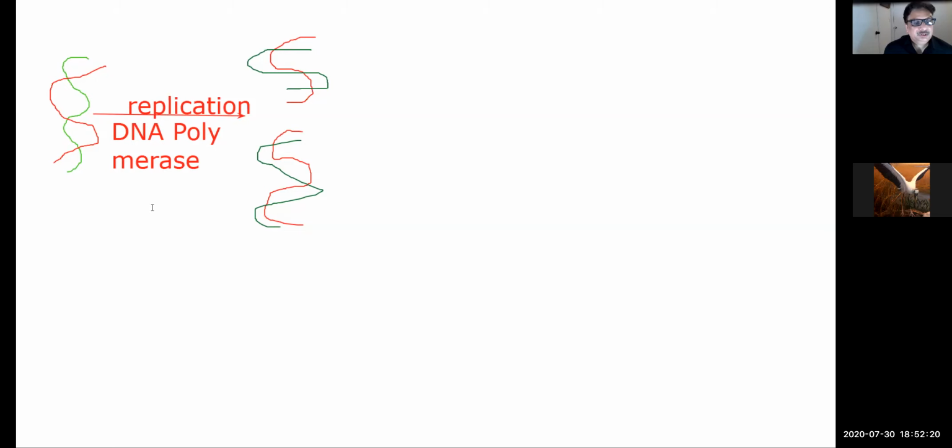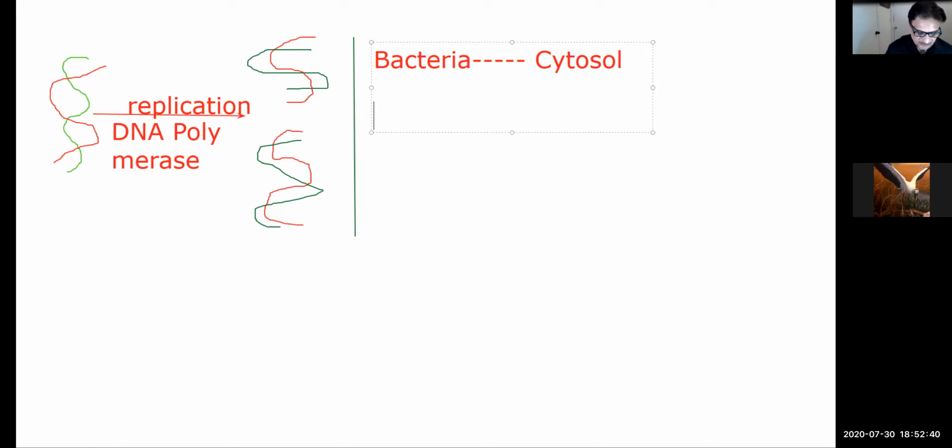So this is what the question refers to: what is DNA replication? Now I would like to add here that in bacteria, replication occurs in the cytosol. Why? Because bacteria have no nucleus, whereas a human cell or a plant cell, which are eukaryotes, have a nucleus. Replication occurs within the nucleus.